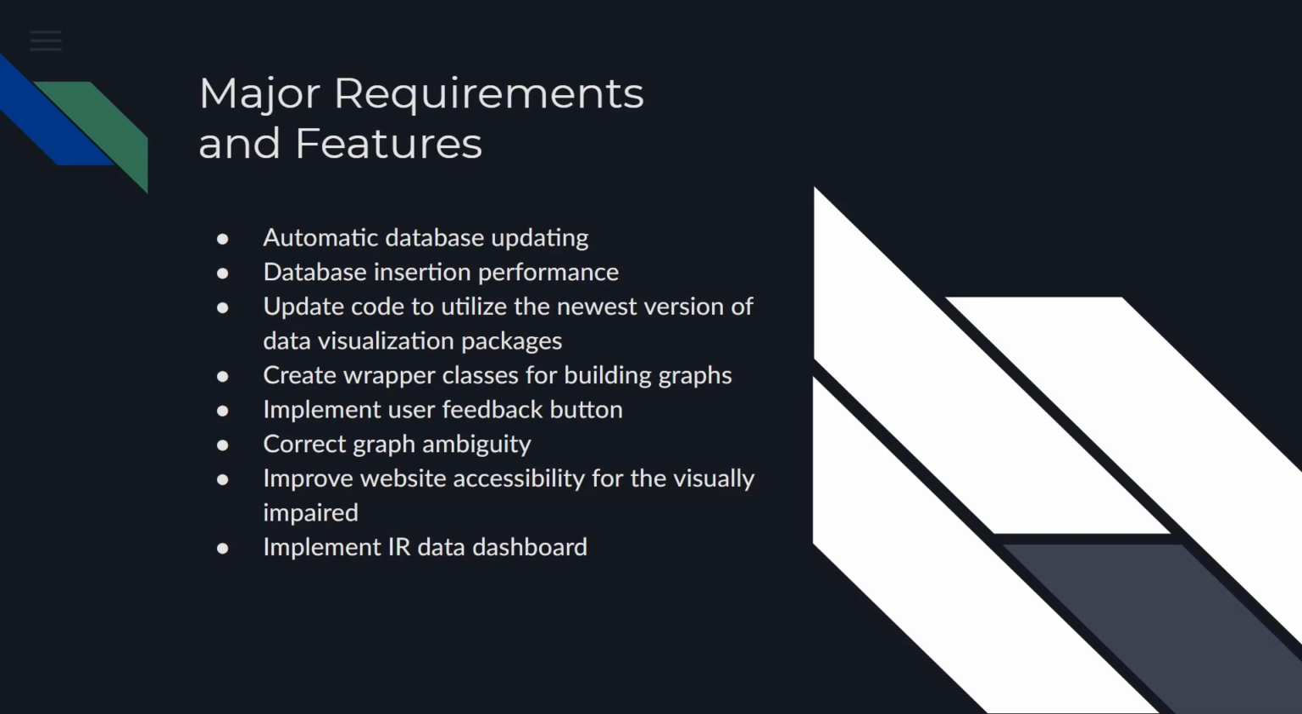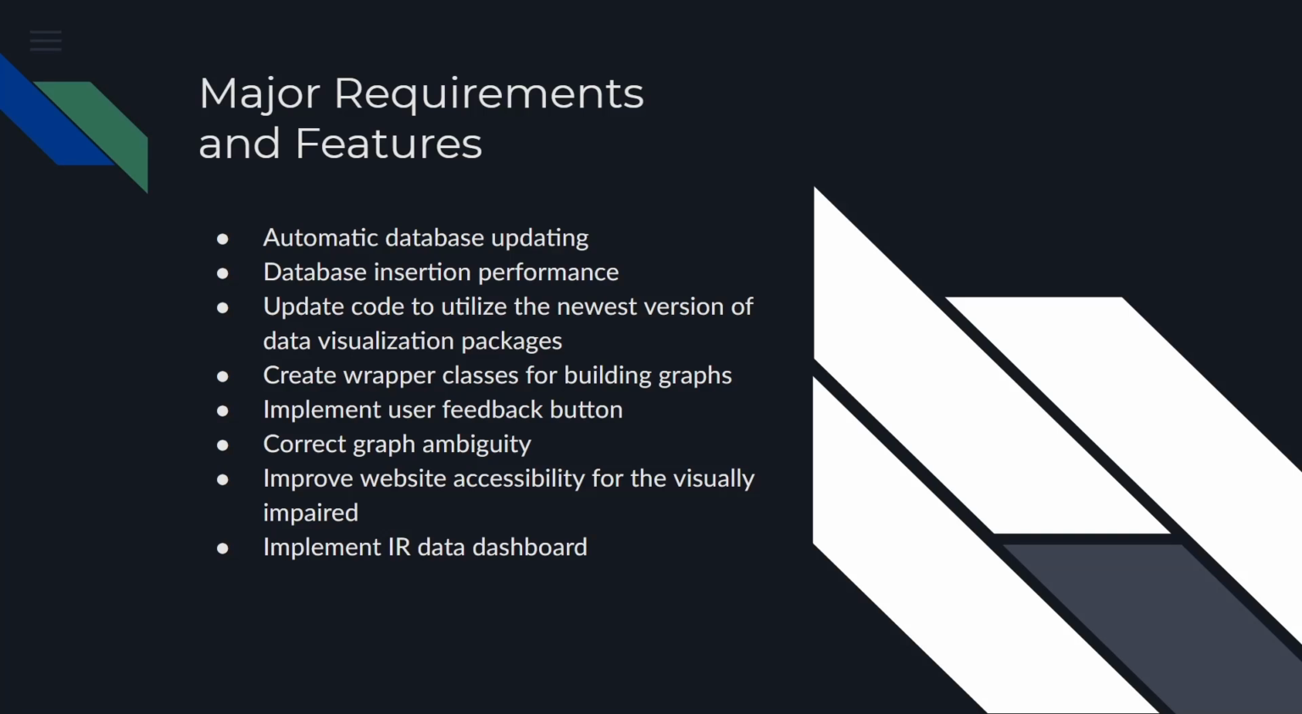To provide an accurate depiction of IR data and ensure that all users can fully utilize the Factbook, we will be correcting some graph ambiguity. As mentioned before, some graphs don't accurately convey the information they're meant to. As well, we will be implementing a feedback button so users can submit feedback directly to IR about the Factbook or request new information. And then to improve the website accessibility for the visually impaired, through screen reader testing and adjusting color scheme for easier readability for colorblind users.